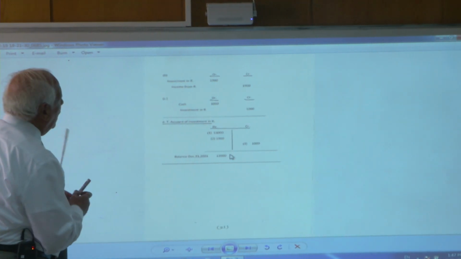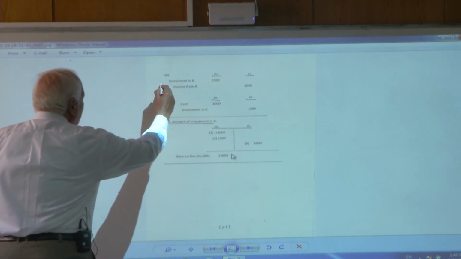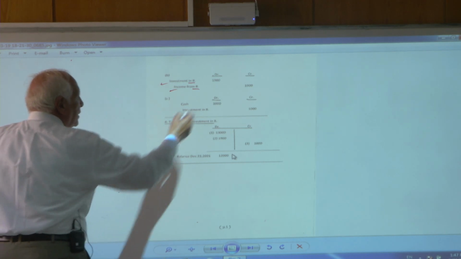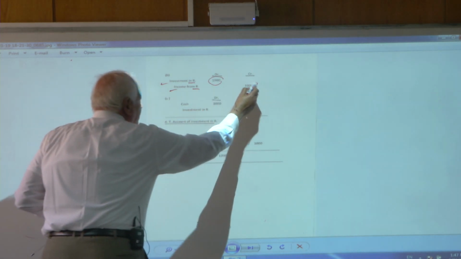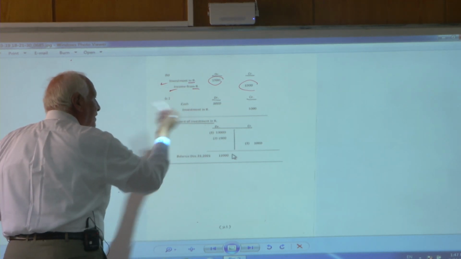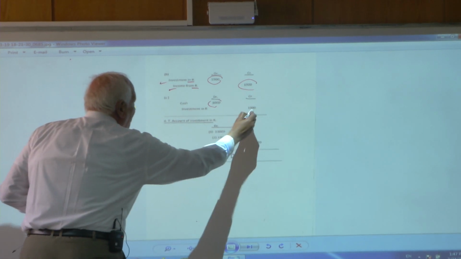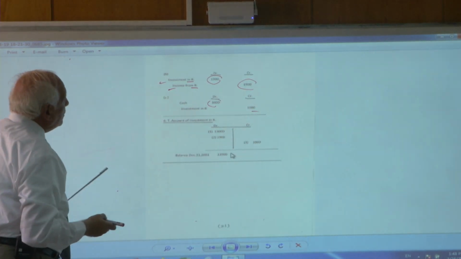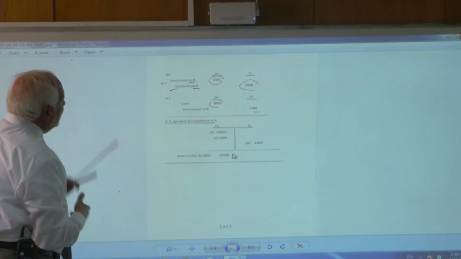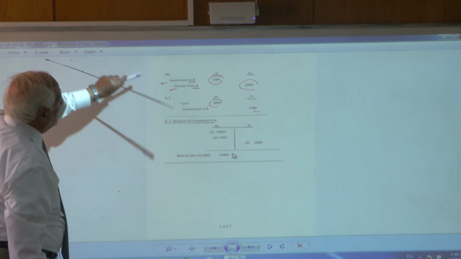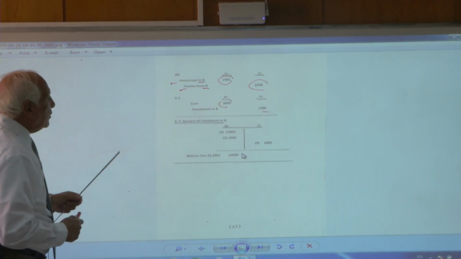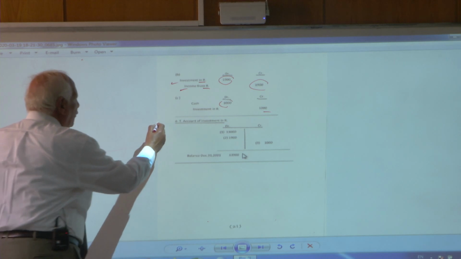for 1,900, debit investment in R, credit income from investment in R. The third one, what about 1,000? Debit cash, they receive dividend in cash, 1,000, credit investment. Now, if you look at entries 1, 2, and 3: first one, investment debit. Second one, investment debit. Third one, investment what? Credit. That's right.